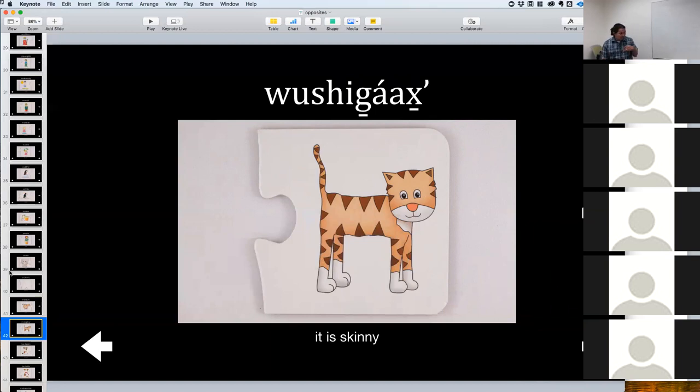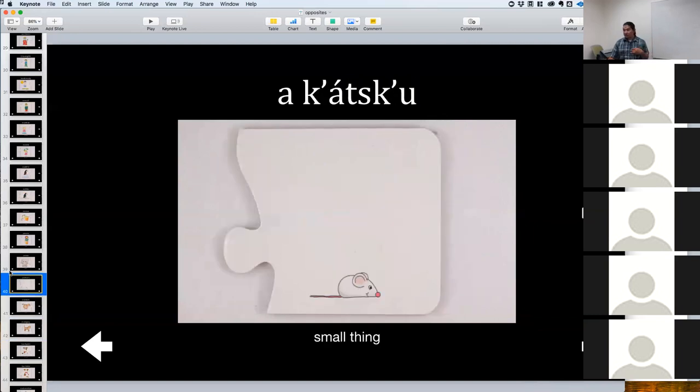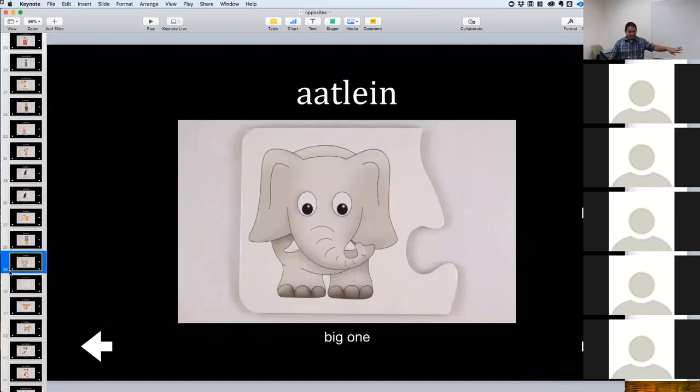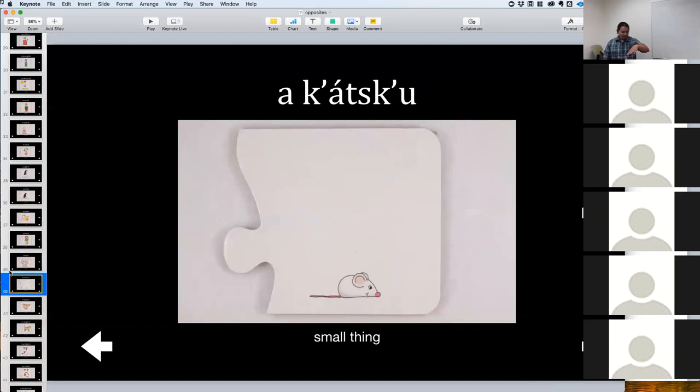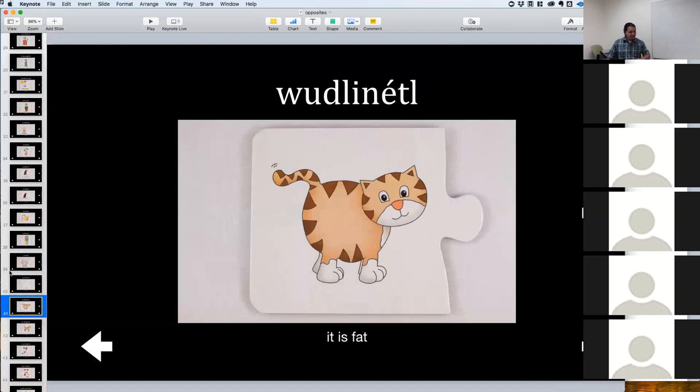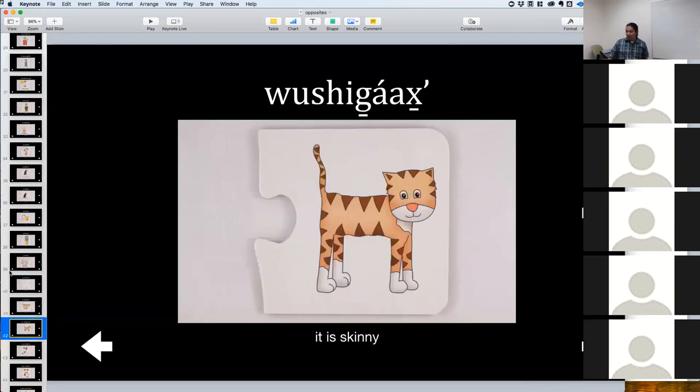As you keep studying Tlingit, you'll start just noticing things. Atlein is not a verb. Akatsku is not a verb. Woodlinet is a verb. Gle is the classifier. Wushikach is a verb. Sh is the classifier.